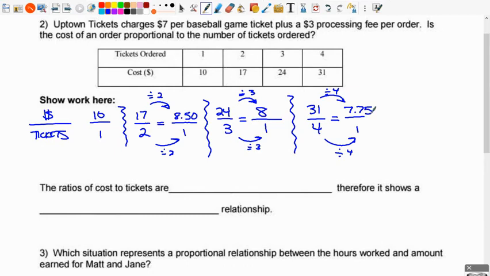The ratios of costs to tickets are not equivalent. Okay, they are not equal to each other. Therefore, this shows a non-proportional relationship. Okay, remember, for the relationship to be proportional, all of the unit rates would have to be equal to each other. In this example, none of them are.